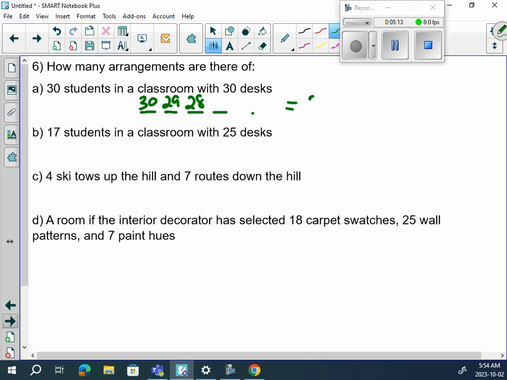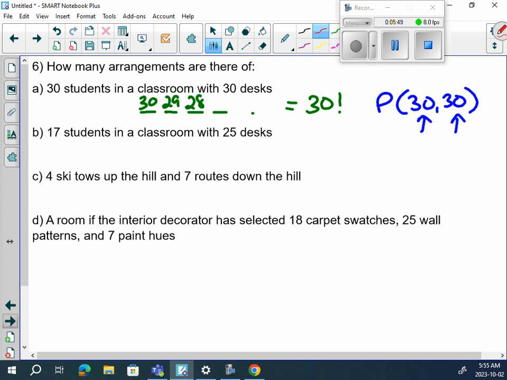So this is a classic 30 factorial. It's 30 times 29 times 28. Again, thinking about the definition of a permutation, if there are no restrictions of any sort, there's nothing special saying you can't do this or can't do that, these two students can't sit together, then there are 30 students available. We need to pick which of the 30 will fill desk 1, which of the students will fill desk 2, and so on.